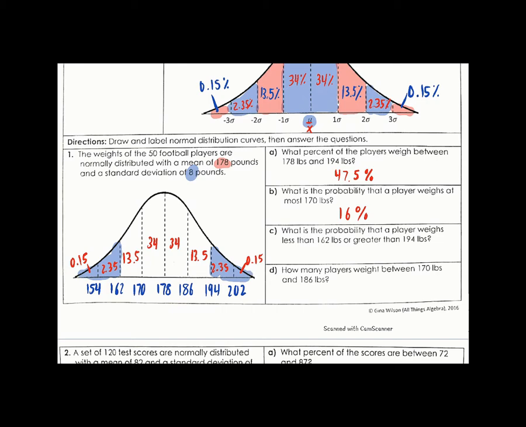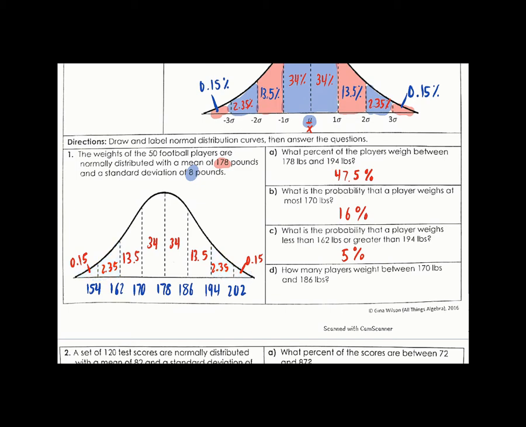So we're simply, or means we're gonna add those up. So on the left side, that's 2.35 plus 0.15. And then on the right, that's 2.35 plus 0.15. So 2.35 plus 0.15 plus 2.35 plus 0.15 is 5%. 5% weigh either less than 162 or greater than 194. Hopefully that makes sense. All right, next one.